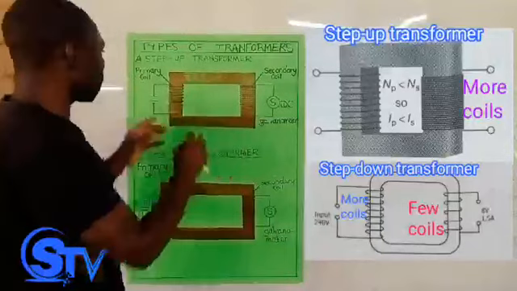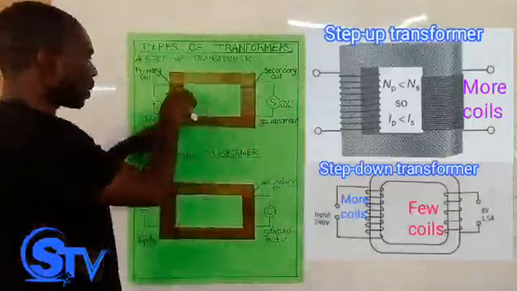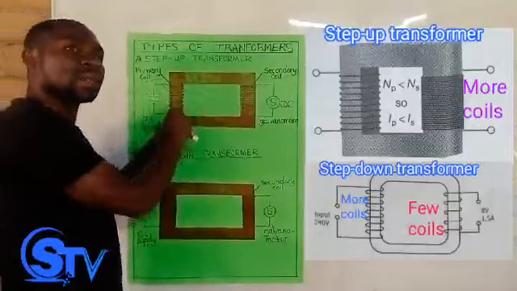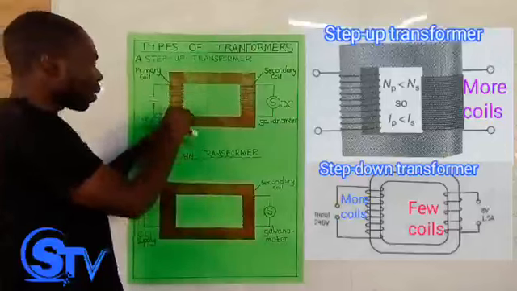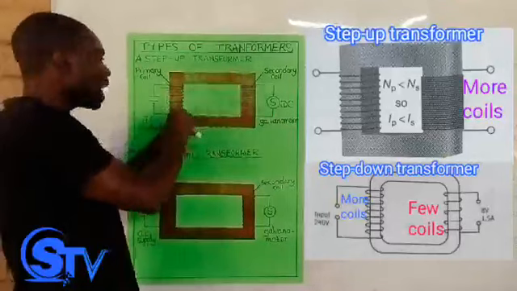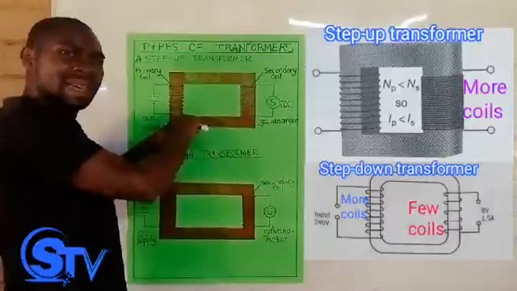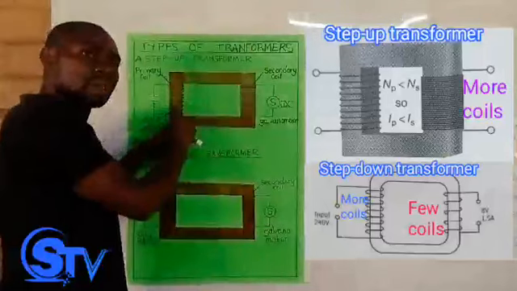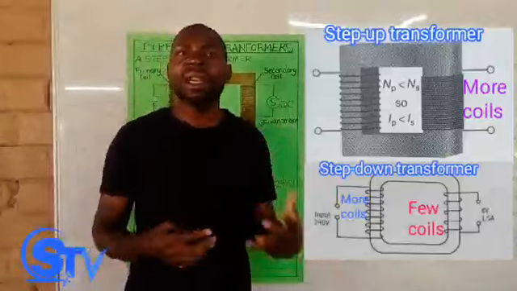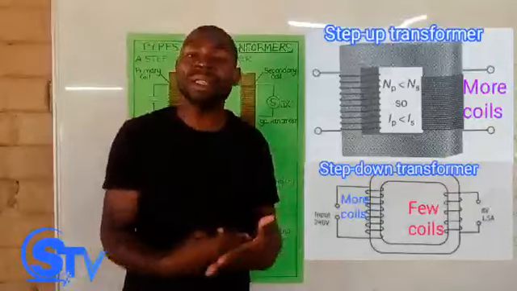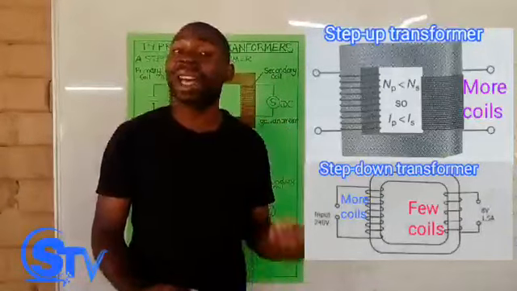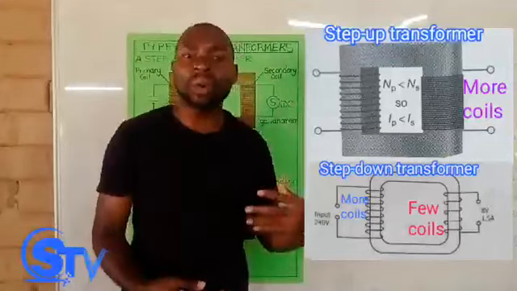Now, how is this done? When you look at the number of coils, there are few turns on the primary coil. Because the number of coils is few on the primary coil in the step-up transformer, this reduces the current and increases the voltage. In this regard, the number of turns in the primary coil determines how high or low the voltage will be, as well as how high or low the current will be.